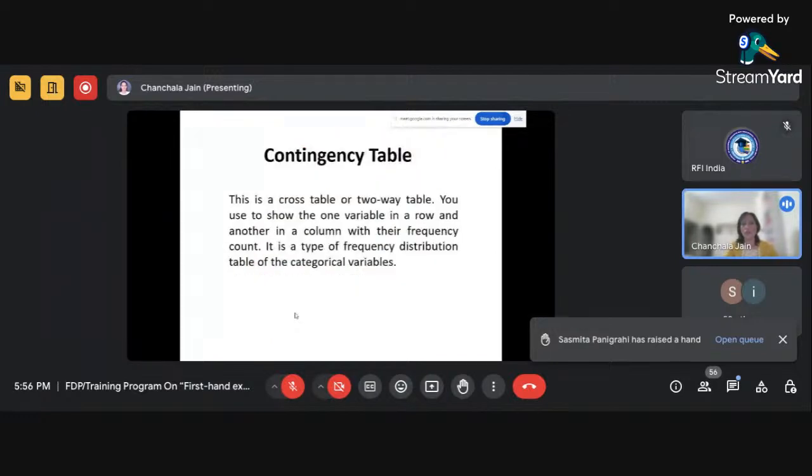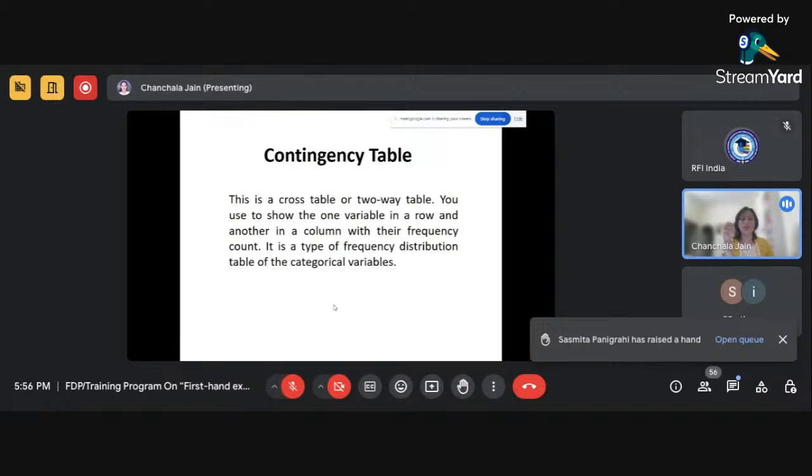Further, talking about a very important term of the chi-square test, which is the contingency table. A contingency table is a two-way table. I think you have all seen that generally we keep one variable in the row section and the second variable in the column section. In the combination of these, we write the frequencies. This type of table is known as a contingency table.